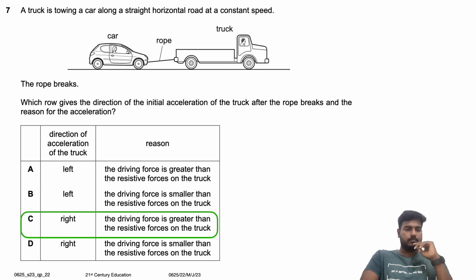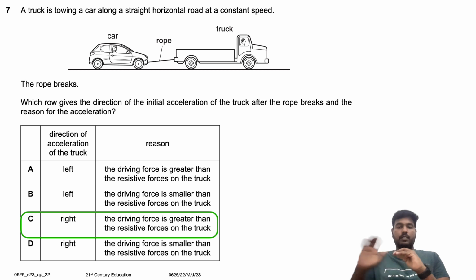So the acceleration of the truck will be to the right, and the driving force is greater than the resistive force on the truck, because initially the resistive forces were due to the truck and also due to the car. Now the car is not there, so there is only the resistive force due to the truck. The driving force is higher than the resistive force, so it will accelerate in the right direction.